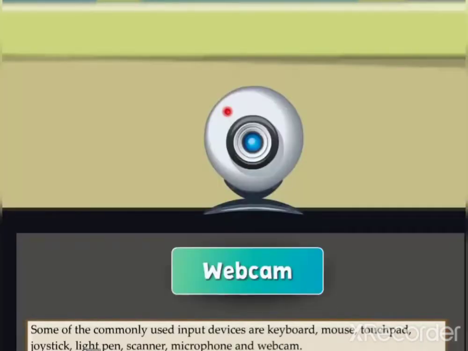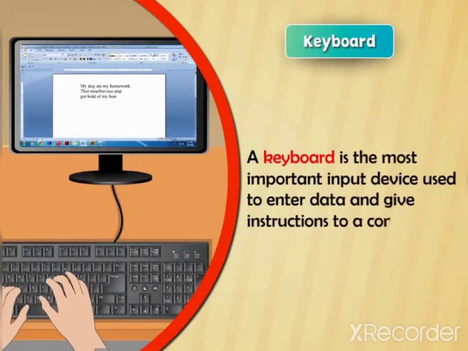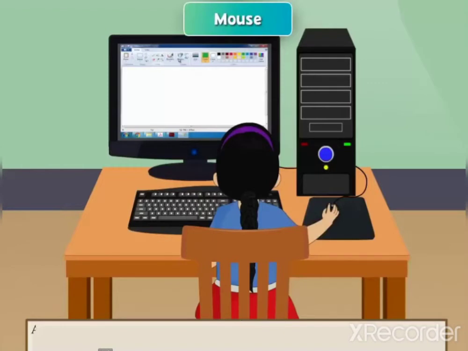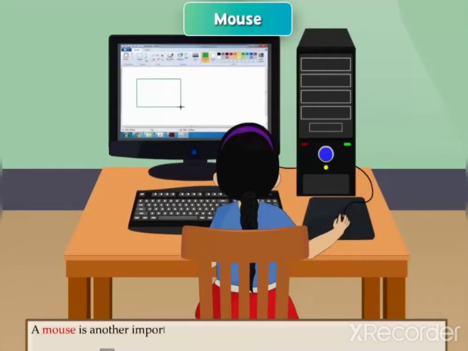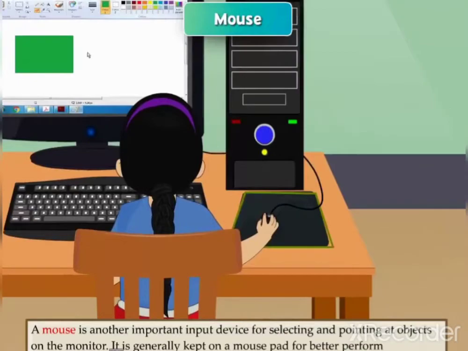A keyboard is the most important input device used to enter data and give instructions to a computer using the keys on it. A mouse is another important input device for selecting and pointing at objects on the monitor. It is generally kept on a mouse pad for better performance.